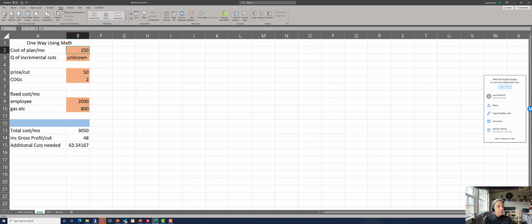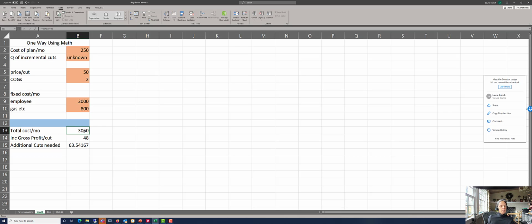Spencer's going to spend that on social media. We know we can charge $50 a cut. We have $2 of cost of goods sold, so our incremental gross profit per cut is $48. We also know that we're going to have an employee, Deb, that we're going to bring on board to do these new cuts, and that the van is going to cost about $800 per month in gas and other expenses.